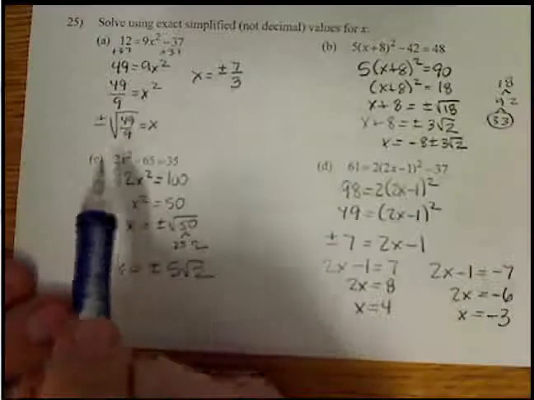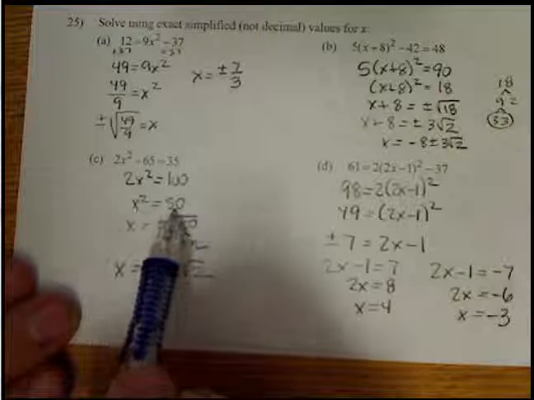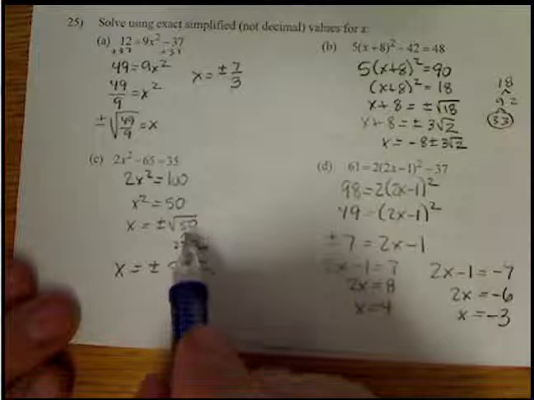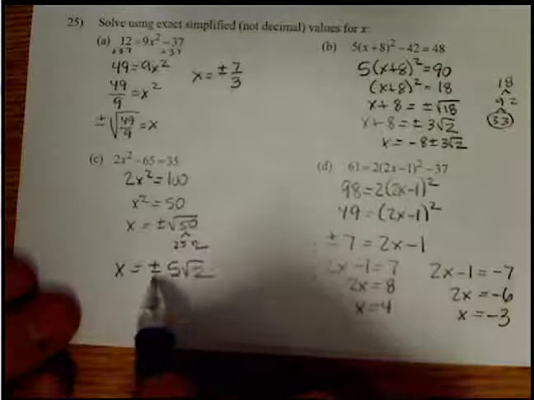On C, again I want to get my x squared by itself, so I added 65, got 100, divided by 2 is 50. So x is plus or minus the square root of 50. 50 is 25 times 2. Square root of 25 is 5. Plus or minus 5 root 2.